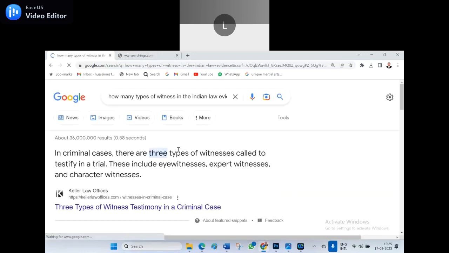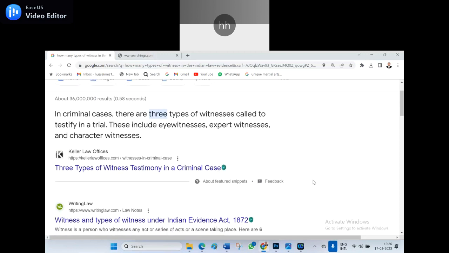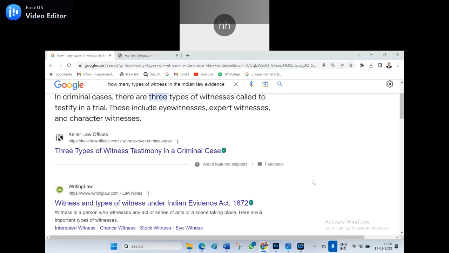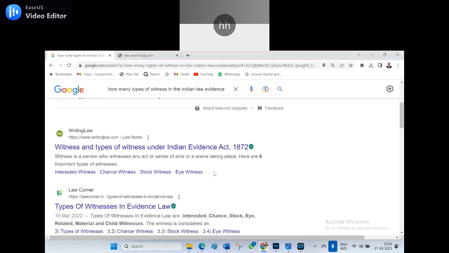Character witness also we discussed. Yeah, in criminal cases, there are three types of witnesses called to testify in the trial. This includes eyewitnesses, expert witnesses, and character witnesses. I framed the question this one. Instead, I removed the character and made appeal witnesses. So three types of witnesses, we can make it out. And if I ask the sequence, eyewitness comes first, expert witness comes next, and the character witness comes third. That is the sequence, and the types of witnesses under the Indian Evidence Act.